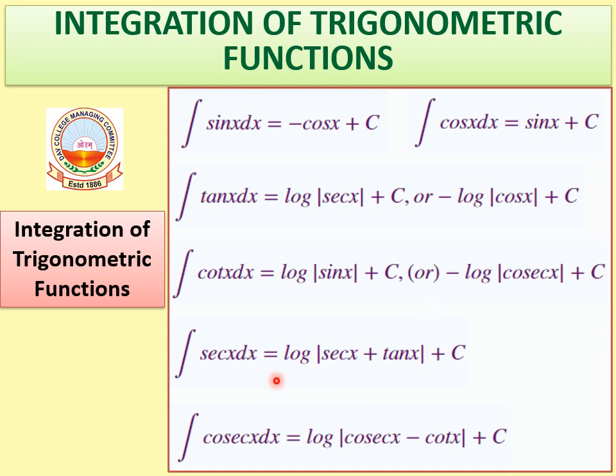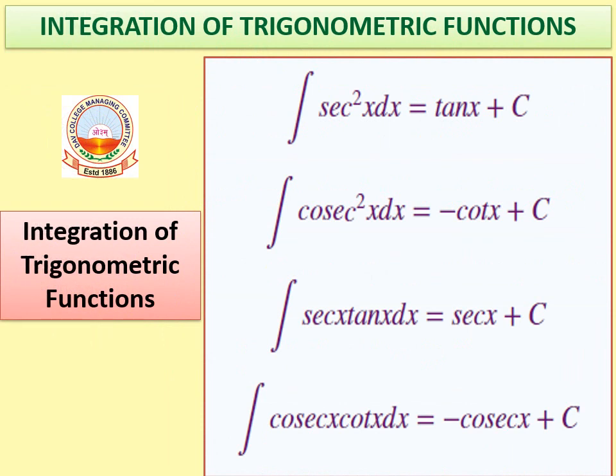Integral secant x dx equals log modulus secant x plus tan x plus c. Integral cosecant x dx equals log modulus cosecant x minus cot x plus c. Integral secant square x dx equals tan x plus c. Integral cosecant square x dx equals minus cot x plus c. Integral secant x into tan x dx equals secant x plus c. Integral cosecant x into cot x dx equals minus cosecant x plus c.